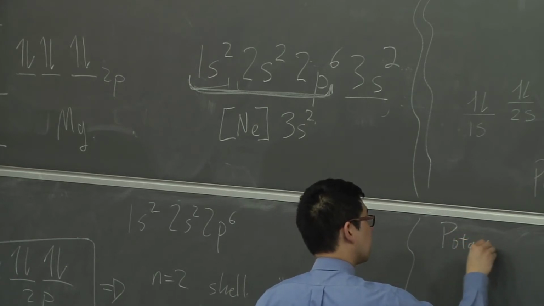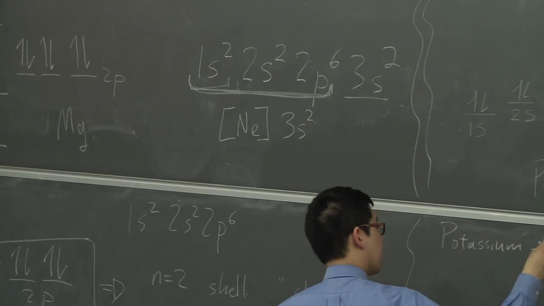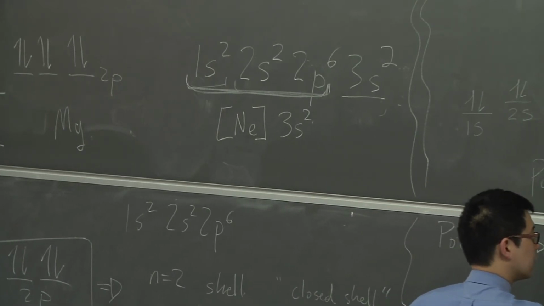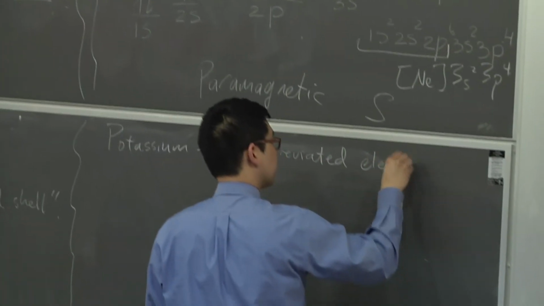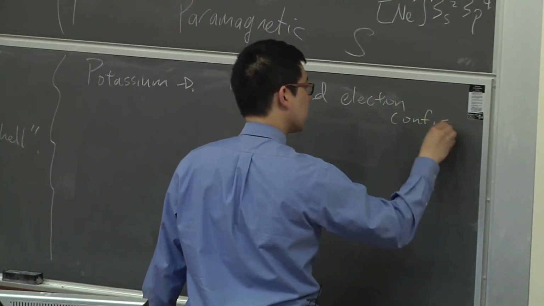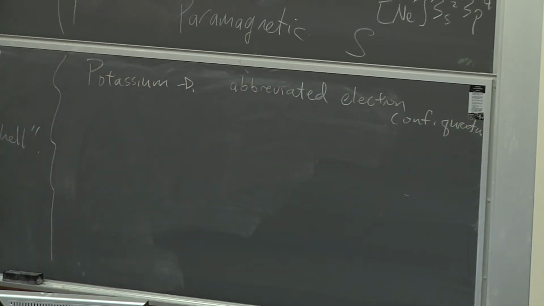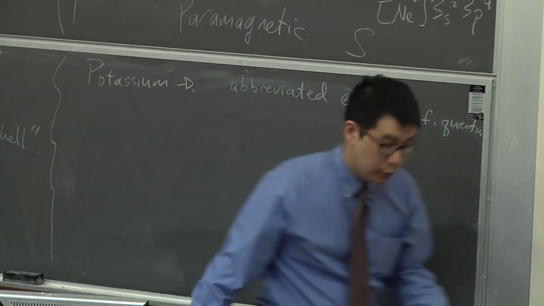potassium. And let's write the abbreviated electron configuration. You don't need to write the 10. Yeah, the 10 is implied. Yep. After the argon, then it's 4s, right? Yeah. So in this case, we're not asking you to write out the whole orbital diagram, just the abbreviated electron configuration.